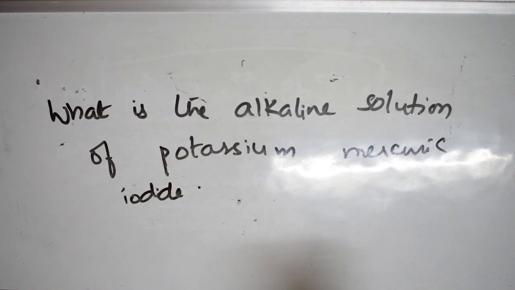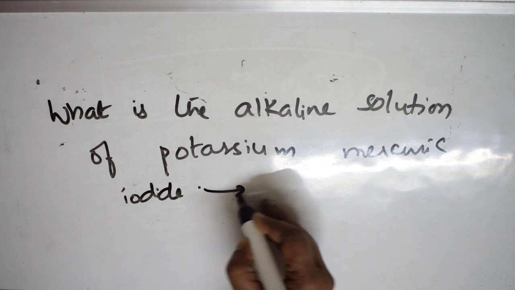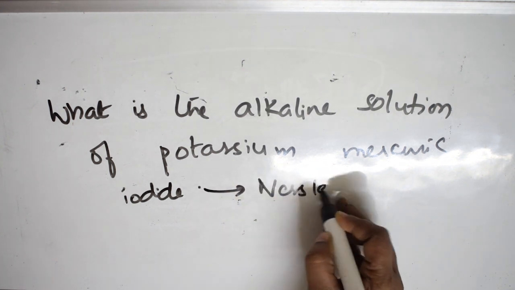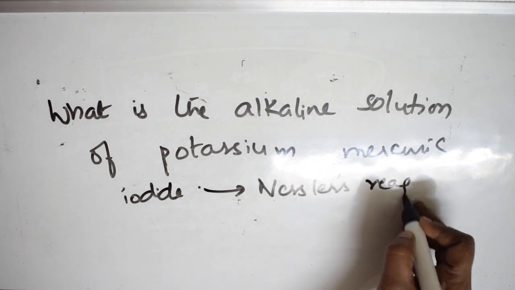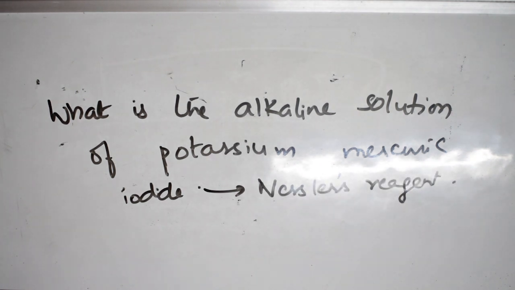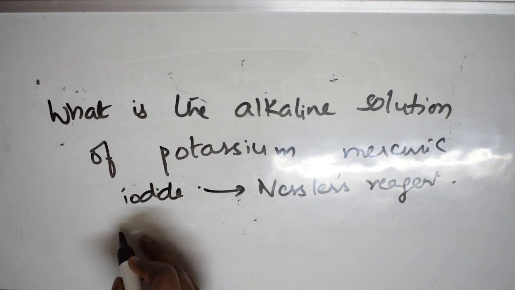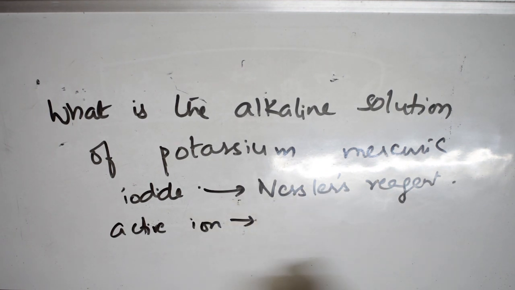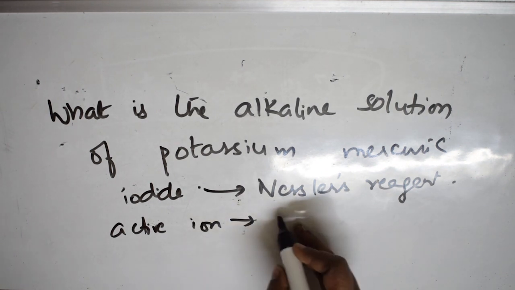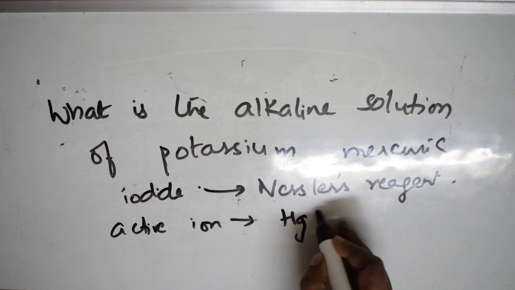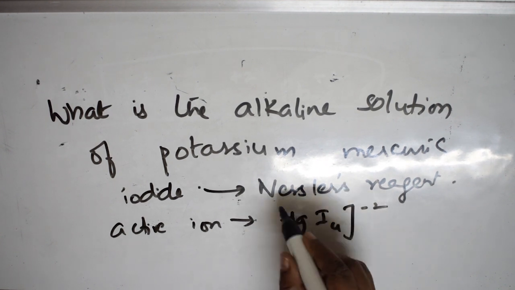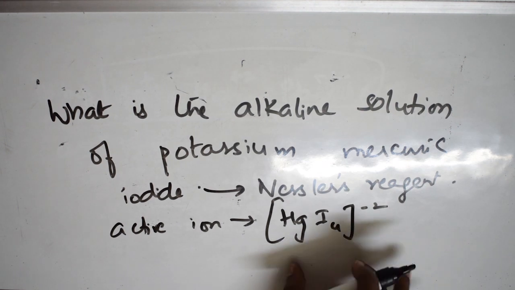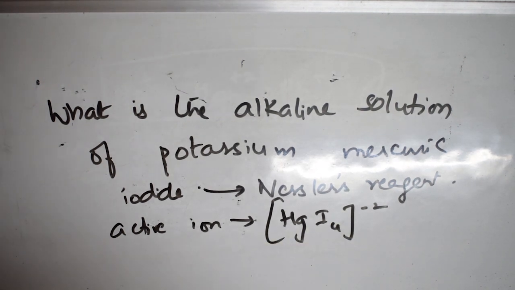What is potassium mercuric iodide? It is nothing but Nessler's reagent. It is used as a confirmatory test while testing ammonia in the zero group. And she may ask you, in Nessler's reagent, what is the active ion? The active ion present here is HgI4 2-. So in potassium mercuric iodide, this particular composition is the active ion present in Nessler's reagent.